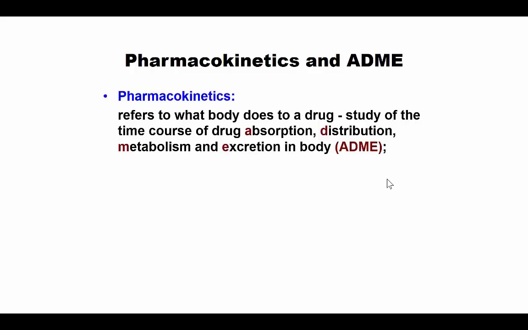To take a compound or drug molecule into our body, the first step is absorption, represented by A. Then distribution: the drug candidate should reach its target portion in the body. Then it is metabolized, and then eventually excreted. This whole process we call ADME.